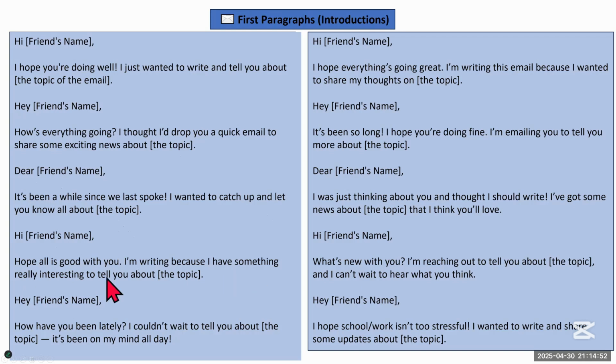I'm writing because I have something really interesting to tell you about [insert your topic]. Hey, [friend's name], so notice that the comma is after your friend's name, not before. How have you been lately? I couldn't wait to tell you about [the topic]. It's been on my mind all day.